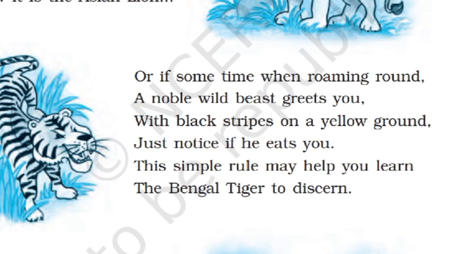So the poet is saying that if sometime while roaming about you come across an animal with black stripes on yellow ground, means yellow skin and black stripes, just in case the tiger, here the tiger is personified. If the tiger is going to kill you, if the tiger is going to eat you, then we must recognize what? This simple rule may help you learn the Bengal tiger to discern. Why? When any beast comes to you and is going to kill you, going to eat you, at that time you need to identify that yes, this animal is our Bengal tiger.